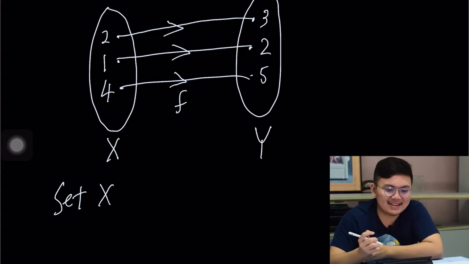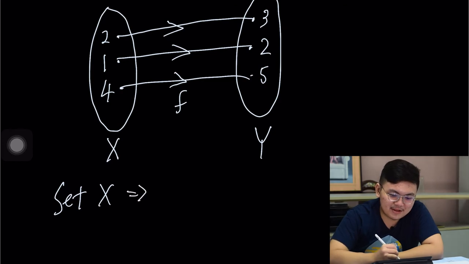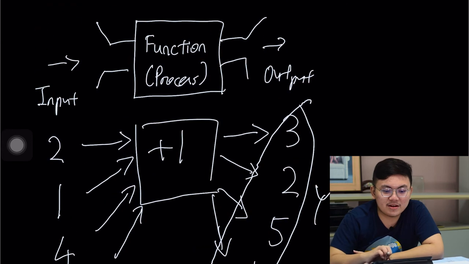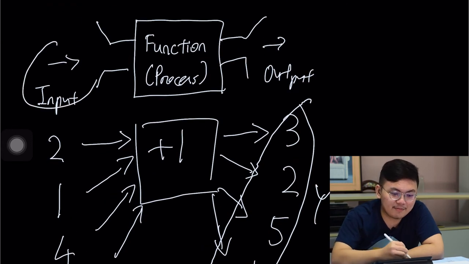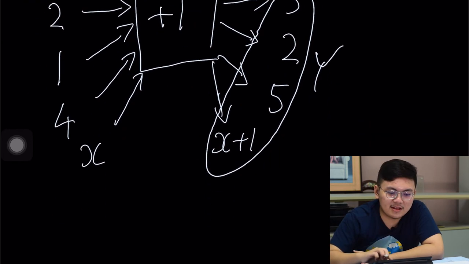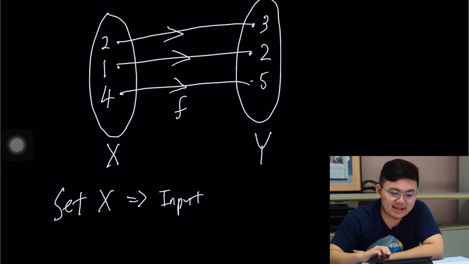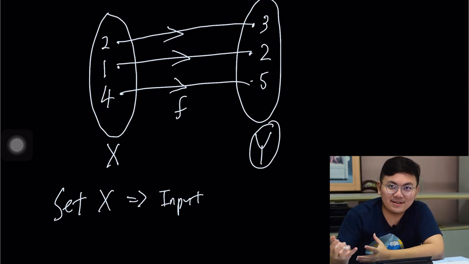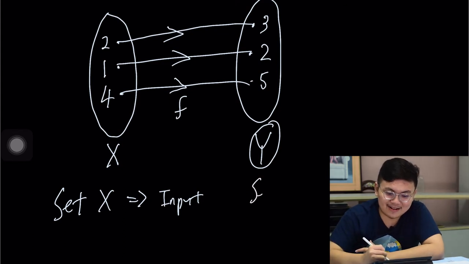Okay. This is set x, right? This is the group of data of x, set x. So set x is actually the input, the thing that you put in during the process. Then we can link to this. It's actually the same one, that this group of data is actually the input. And then the y data suddenly comes out. It's the output. Okay, set y is the output.